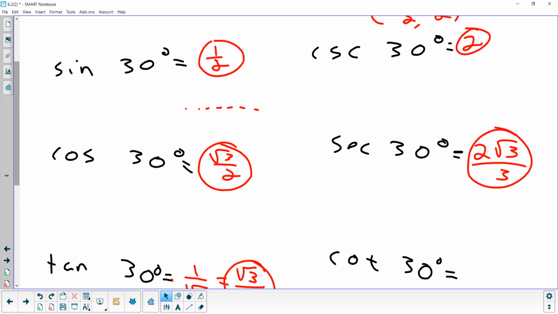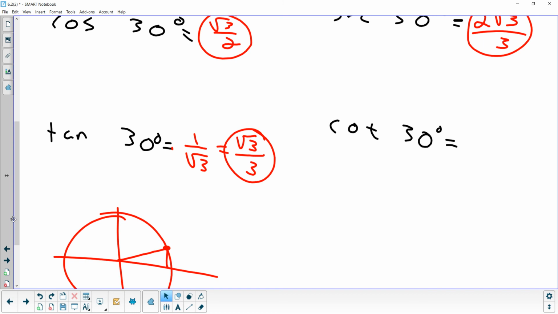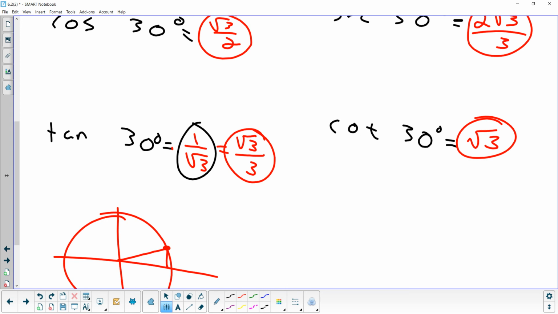Now for the cotangent, you have a choice. You could either flip what I have circled in black, or you could flip what I have circled in red, because there's an equal sign between them. They're the same. Which one would be better to flip? The first one. How come? Because you don't have to simplify it. Yeah, if you flip it, you're done. If you flip it, you get square root of 3 over 1, final answer. If you flip the one in red, you're going to get 3 over the square root of 3. You're going to have to go back through all the work to simplify it again, and you'll get the same thing.